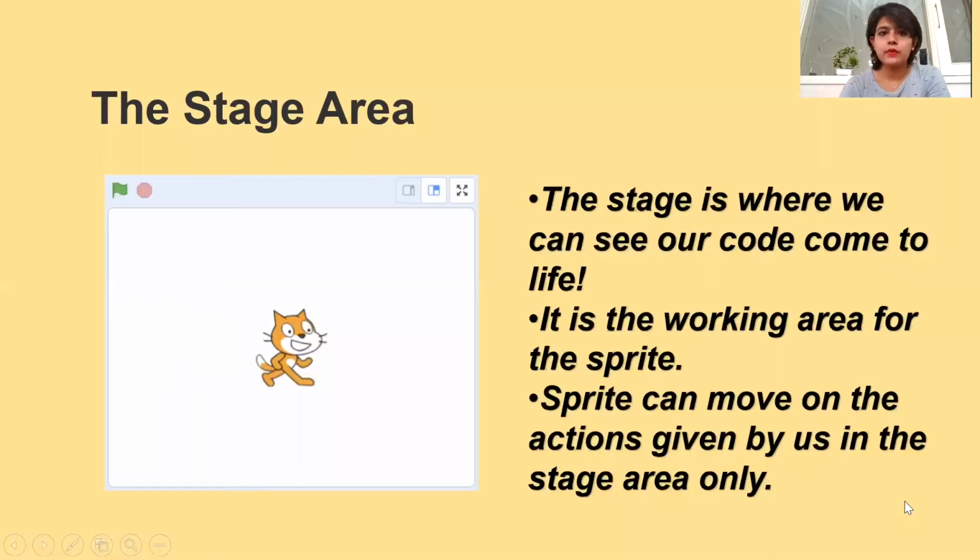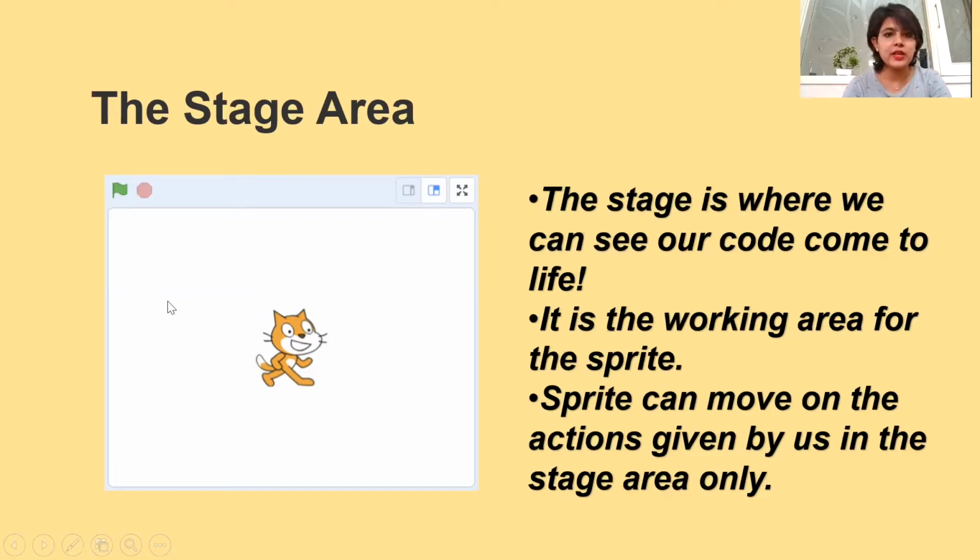And then what we have next, the stage area. You have seen the stage area in a white background, which is behind the sprite. That stage area is where we can see our code come to life. That means whatever program you are writing for your game, the action will be performed in the stage area. It is the working area for the sprite. Whatever action the sprite is going to perform will be within that area only.